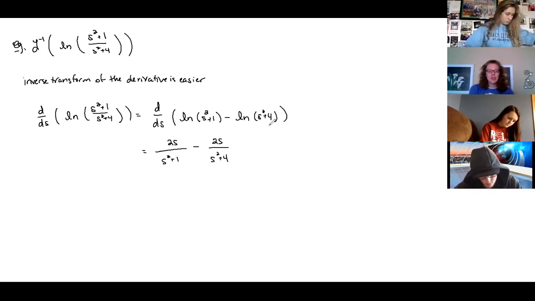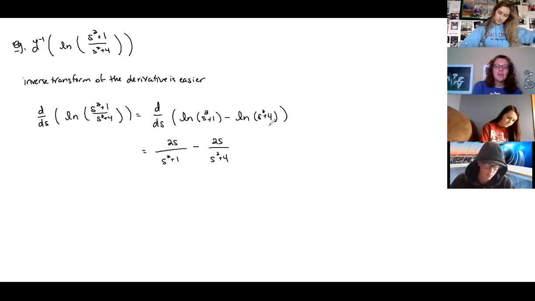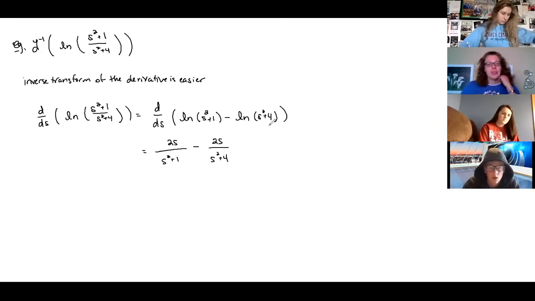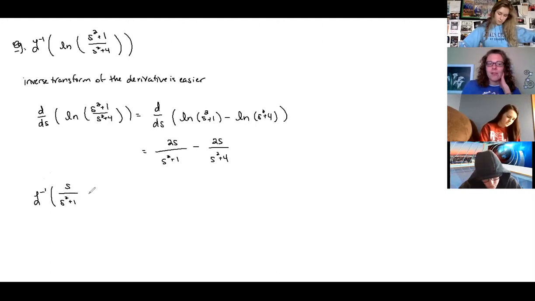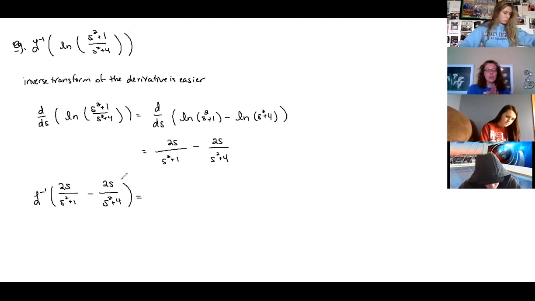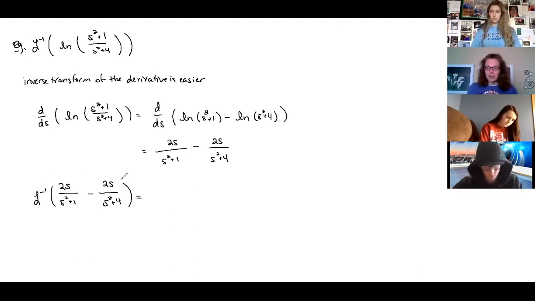Okay, so we've got 2s over s squared plus 1 minus 2s over s squared plus 4. We are really hoping that the inverse transform of that is easier. So what's the inverse transform of that derivative that we just found? The inverse transform of 2s over s squared plus 1 minus 2s over s squared plus 4.